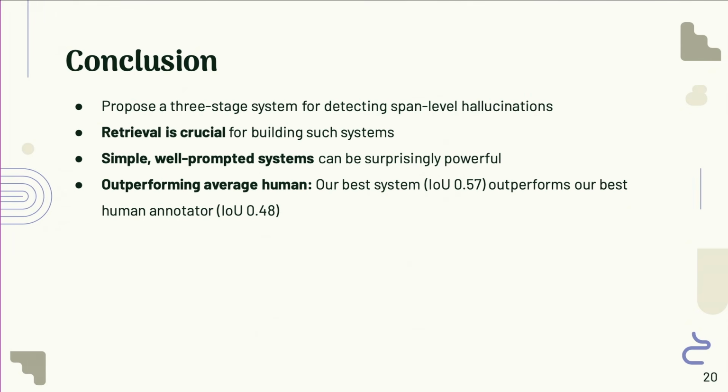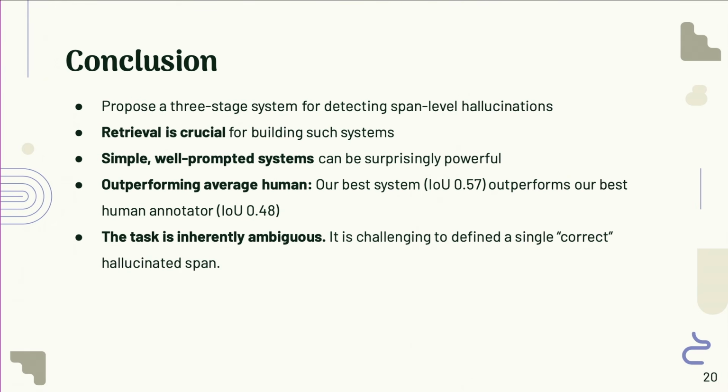And that brings out the last point. This task is inherently ambiguous. It is challenging to define a single correct hallucinated span and have all annotators agree. And thus, we need to be more careful when designing evaluations for hallucination span labeling.